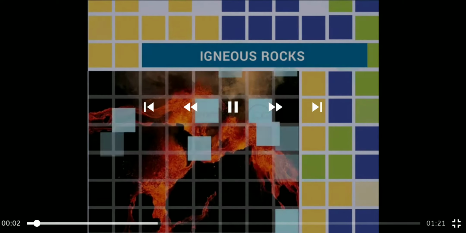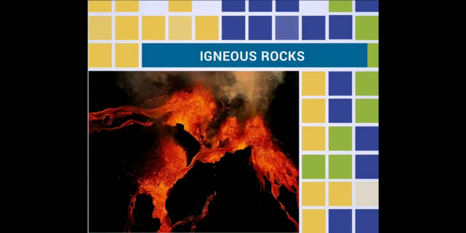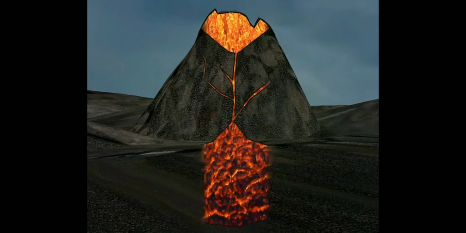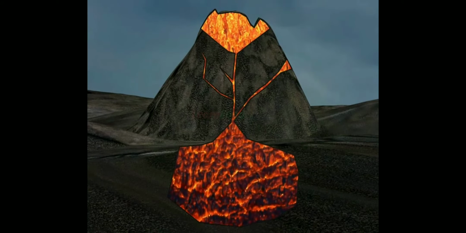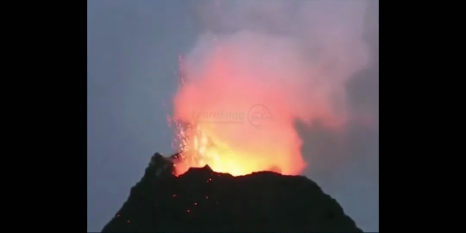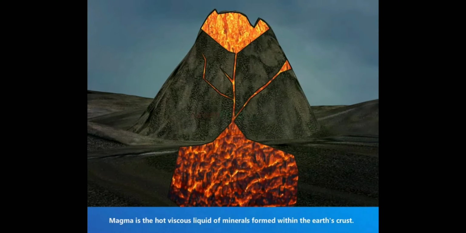Igneous rocks. In this video, we are going to see about formation of igneous rocks. Extrusive igneous rocks. Magma is a hot viscous liquid of minerals formed within the Earth's crust.